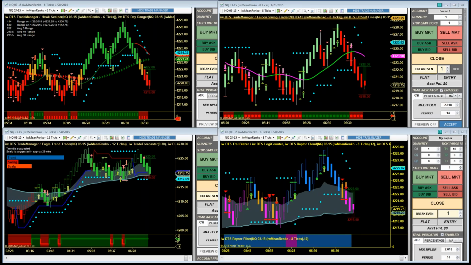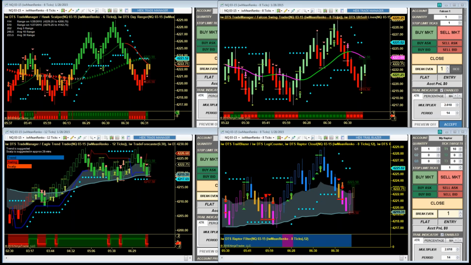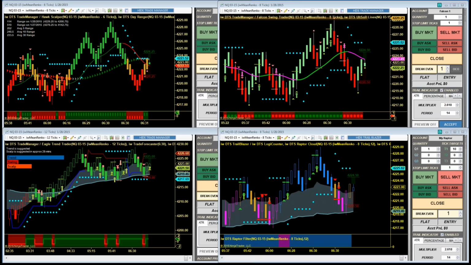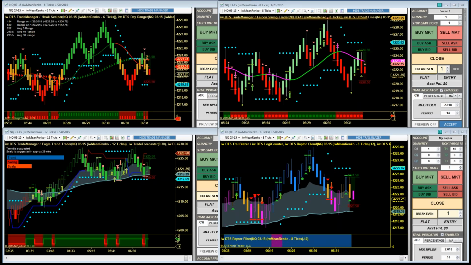So what you're looking at is the DTS system. The DTS system stands for Diversified Trading System, and it's diversified because we're looking at the market from three different points of view. Here on the top left, we have the Hawk Scalper. Top right, we have the Falcon Swing Trader. Bottom left, we have the Eagle Trend Trader.